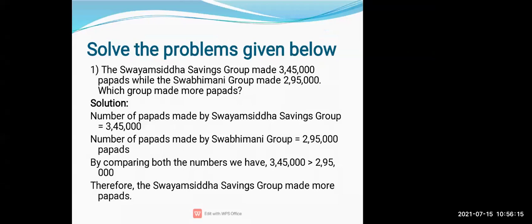The Swayam Shida savings group made 3,45,000 papads, while the Swabhimani group made 2,95,000. Which group made more papads? Very good. Mute yourself, beta.